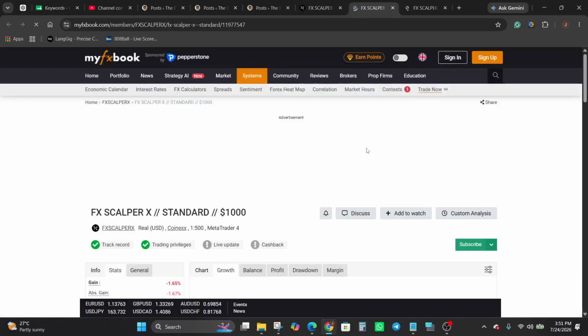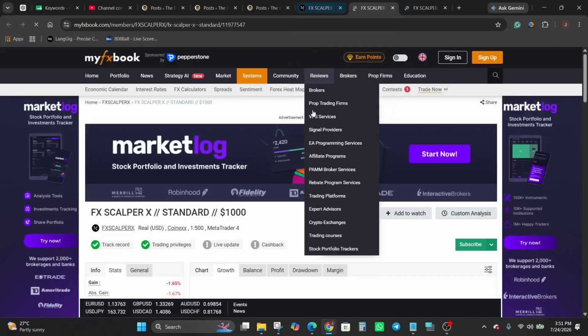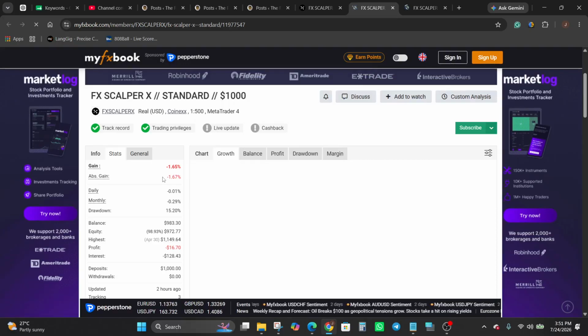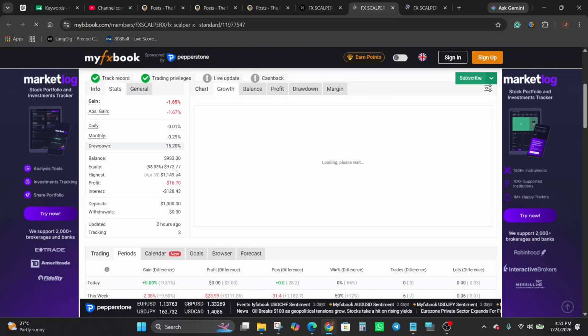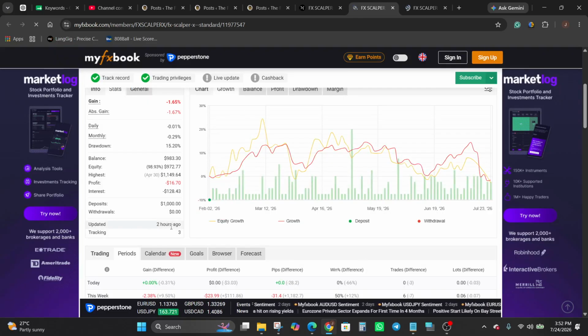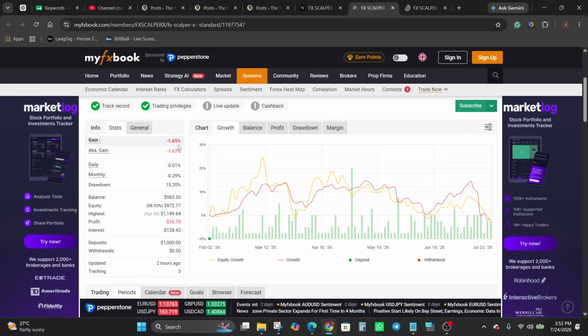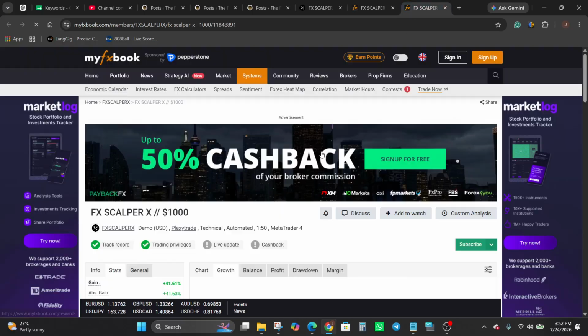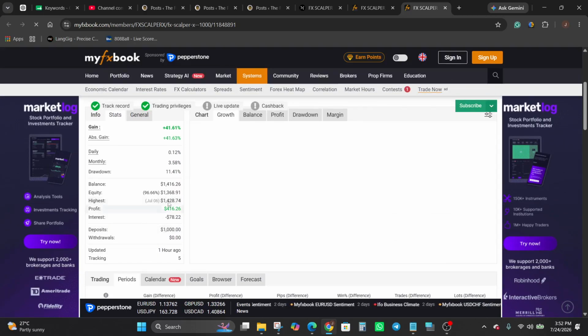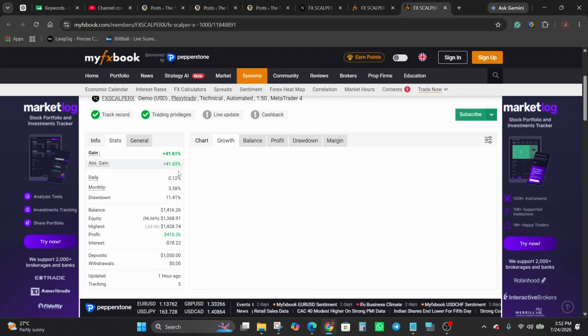Perhaps we can return to this, but in this case it seems like this is more updated info. You can see updated 2 hours ago, it is showing a net loss of minus 1.65%, $1,000 deposit, balance 983.3, profit negative 16.7. Then as for this other account, I can see here updated 1 hour ago, deposit $1,000, the gain here is 41.61%.